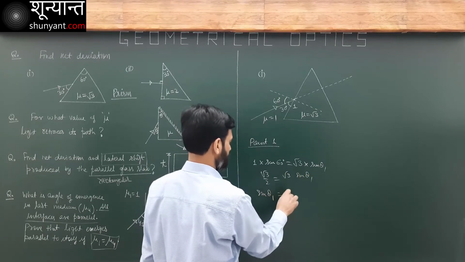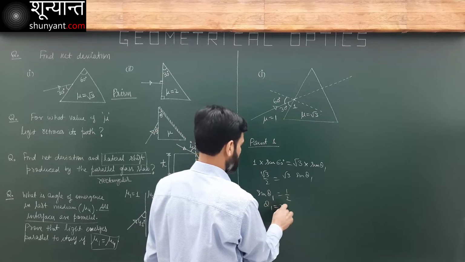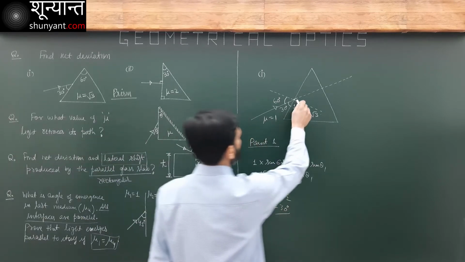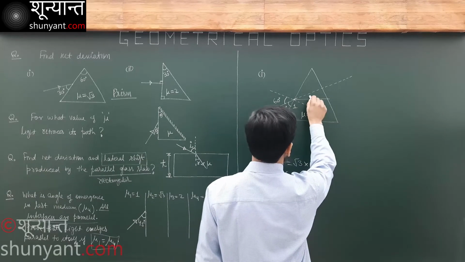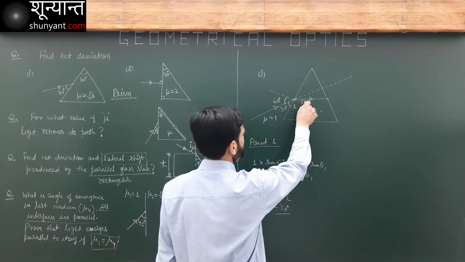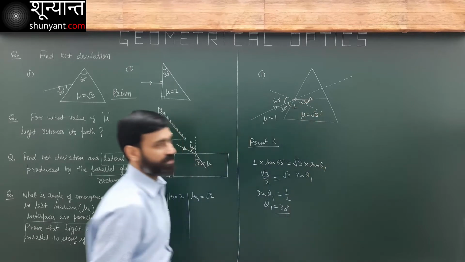Sine theta 1 is half. Theta 1 is 30 degree. That means this angle is going to be 30 degree. This is 60, this angle becomes 30 degree. This is theta 1.